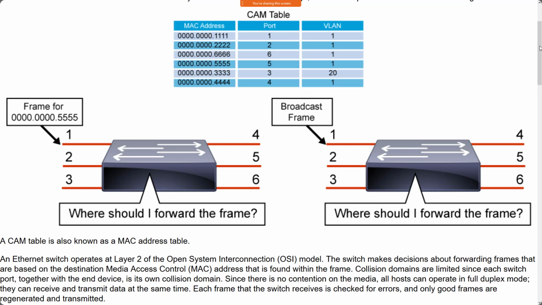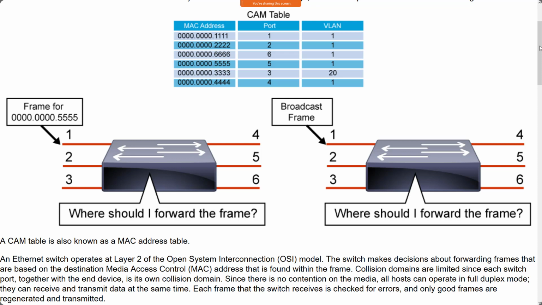And the reason we define it that way is because it is done based on MAC addresses. Media access control addresses are layer 2 addresses that are burned into a device or programmed through software that allow us to identify a device within a layer 2 domain.